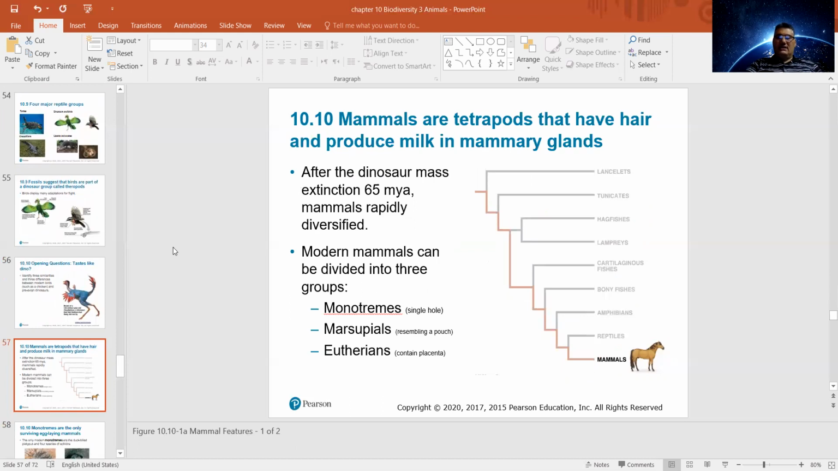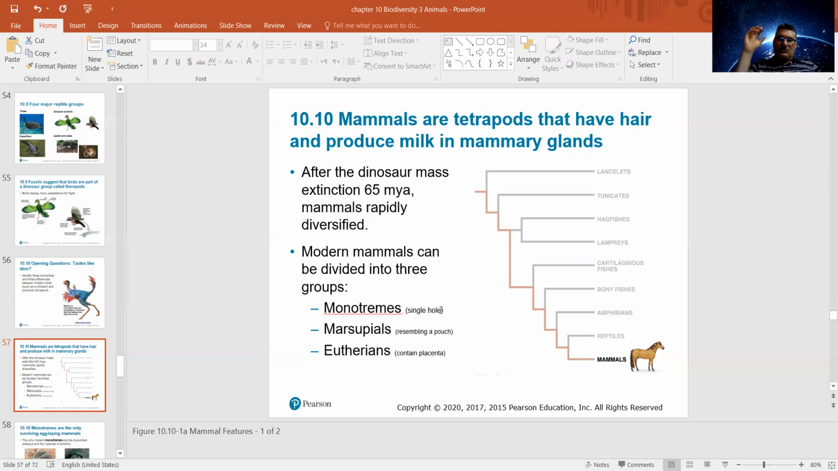The last one is the mammals. Dinosaurs lived for a long time, for millions of years, but after their extinction 65 million years ago, mammals started and diversified. And they can divide the mammals into three groups.